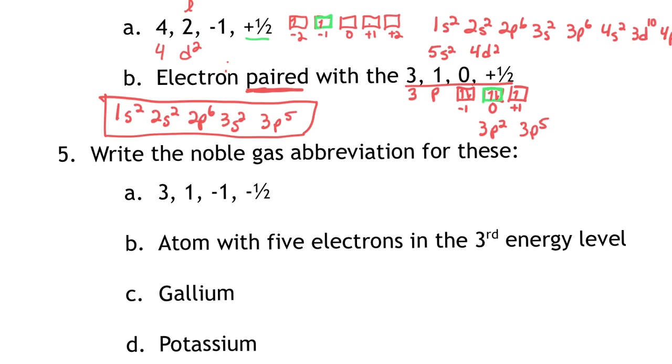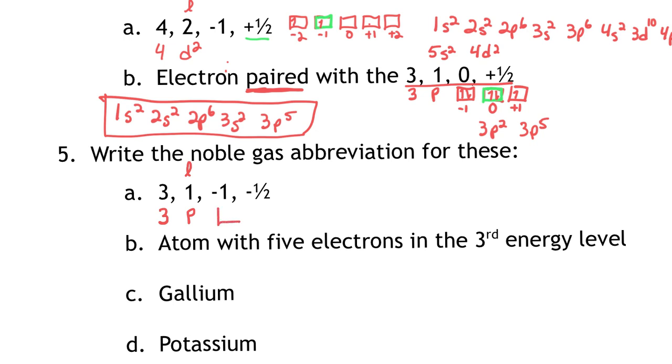Now remember, in the noble gas abbreviation, you're going to grab the noble gas, which is in that last column on the periodic table. You're going to put it in a bracket, and then we're just going to continue our electron configuration from there. So the first thing I have to do is figure out which one I'm talking about here. So I'm going to tear this apart. We're in the 3rd energy level. The l is a 1; 0 is an s orbital, 1 is a p orbital.